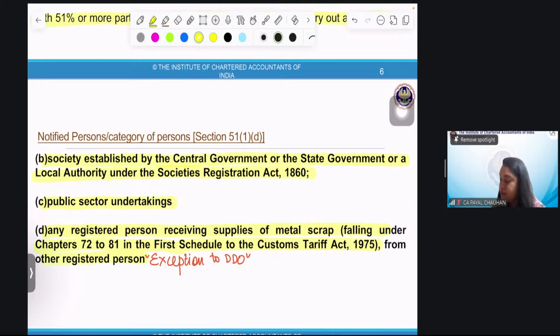I'll make it very clear. See, I'm a supplier of metal scrap. You people need to answer, right? And I'm registered.